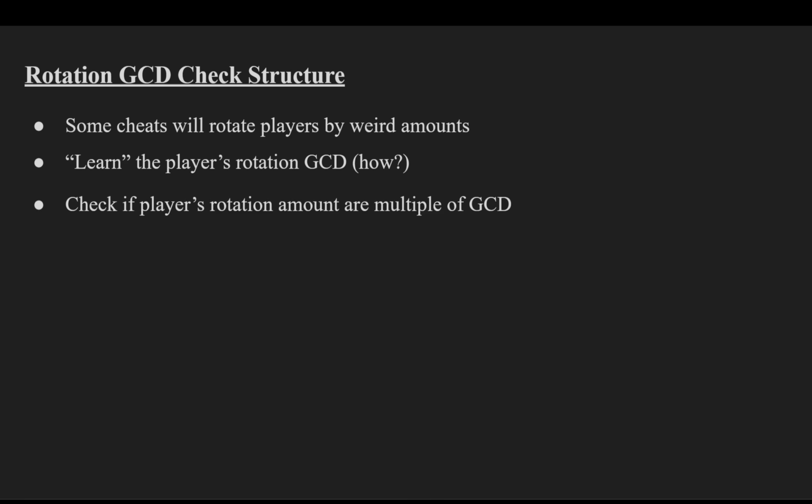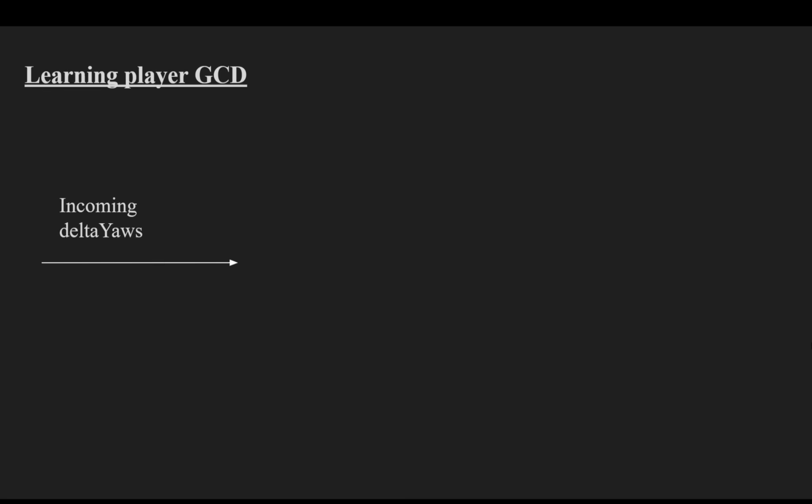After learning the player's rotation GCD, it's quite simple to check if the player's rotation amounts are a multiple of this GCD, and then if not, we will increment a buffer and flag the player once the buffer reaches a certain threshold. So how do we actually learn the player's rotation GCD?